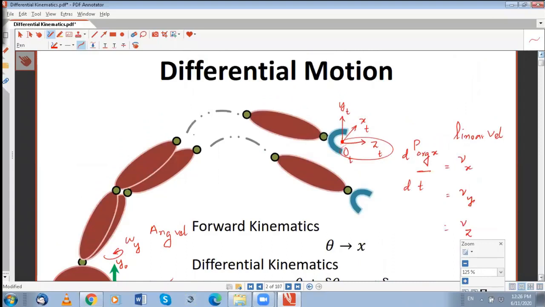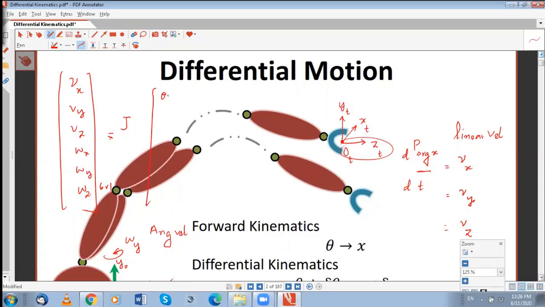Normally we group these six velocities together as Vx, Vy, Vz, omega about x, omega about y, and omega about z. This is a 6 by 1 vector. We can find it from the joint velocities, in this case theta 1, theta 2, all the way to theta n.